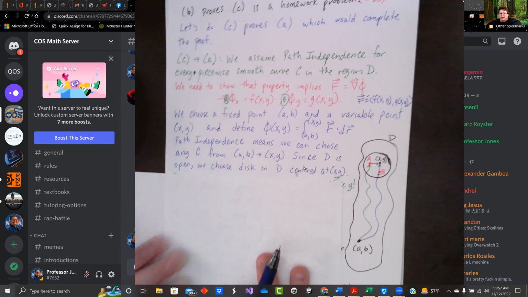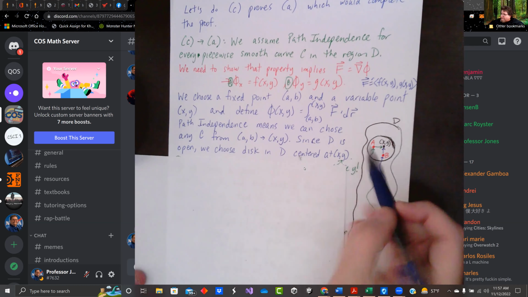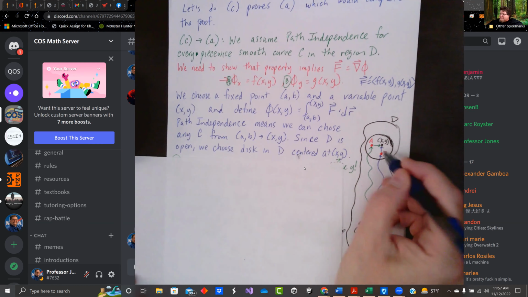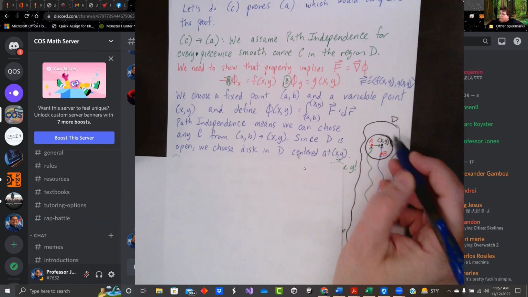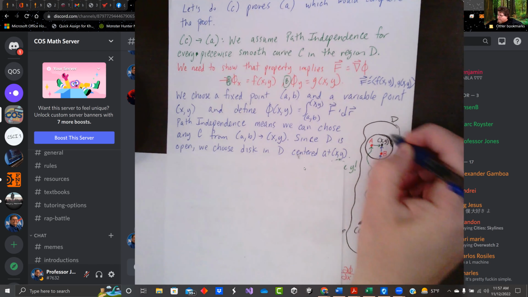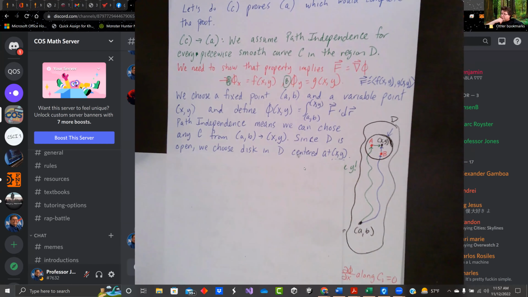So we're going to start at a b. Starting at a b, we go to the variable point. This is anywhere in D, x y. So x y is a variable. x and y are variables for this point right here. And so we have phi is going to be the line integral from a b to x y of F dot dr.